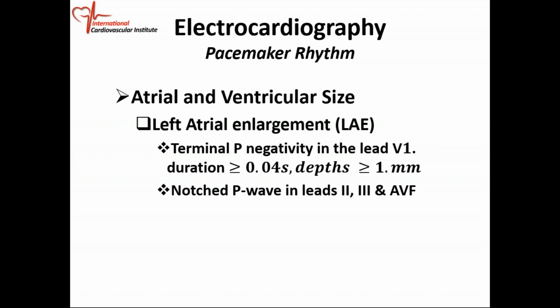Okay. Also, if you look in your inferior leads, that is your leads 2, your leads 3, and AVF, and if you have notched P waves, more than likely you have left atrial enlargement. But the lead V1 criteria is what most people use. So it looks somewhat like this.